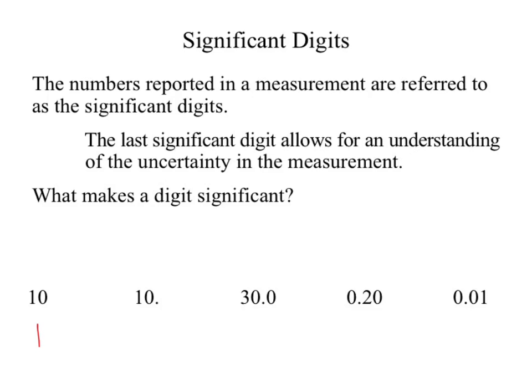1. 1 digit is significant in the number 10. If we look at the next number, 10, how many digits are significant? 2. We look at the next number, 30. 3. Next number, 2. Last number, 1. Don't we love significant digits?